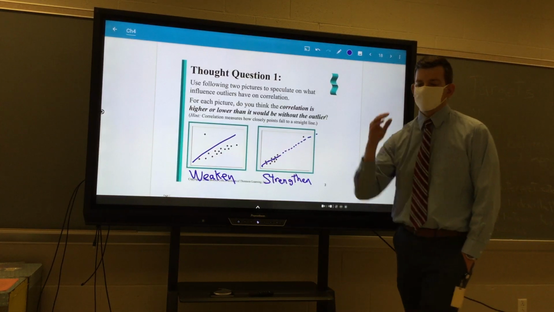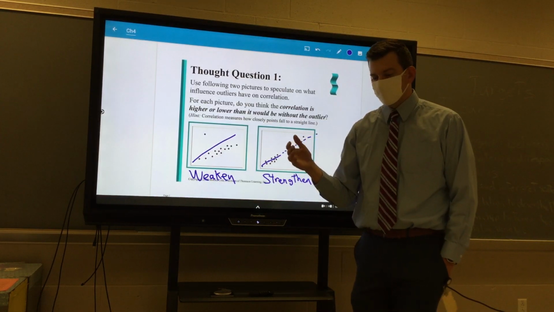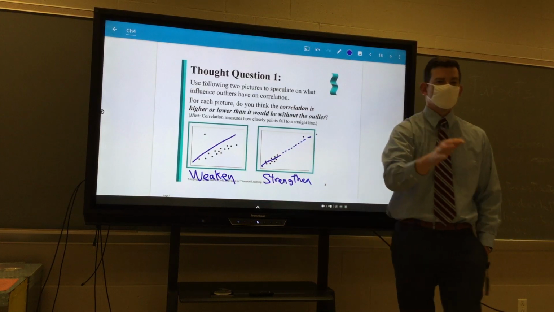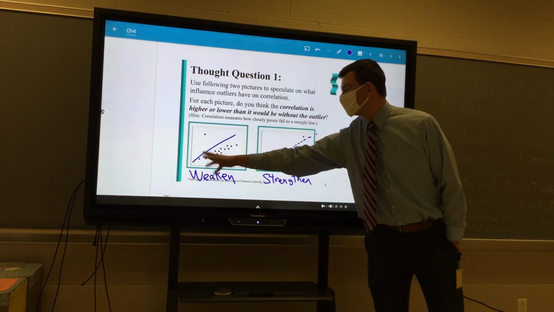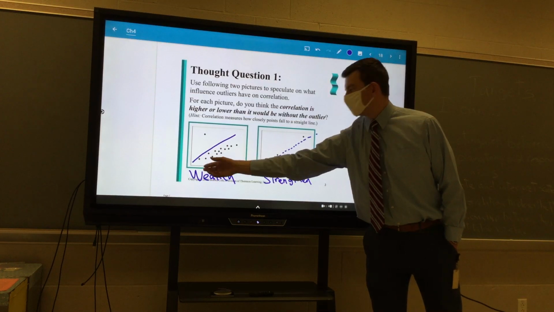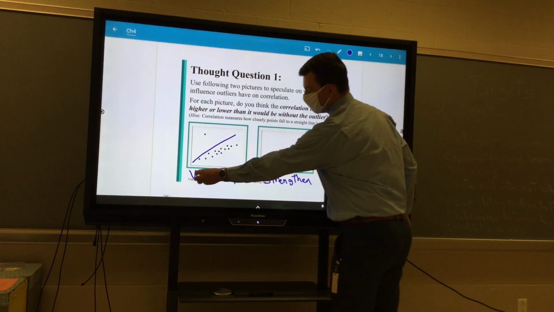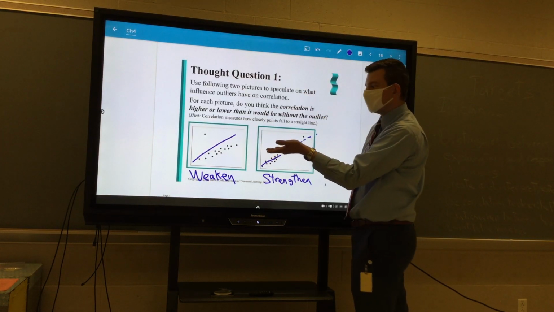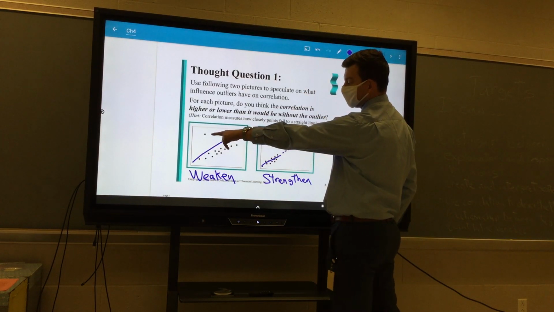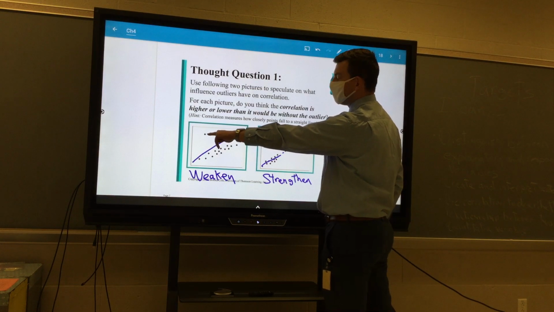Right? Typically we think outlier, bad, it's going to make things weak, it's going to make things worse. And that happens from time to time. This is an inconsistent relationship. Okay? We had this trend, low x, low y, high x, higher y. This was inconsistent with that. It was a low x value and a high y value.